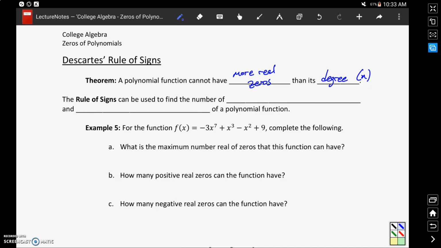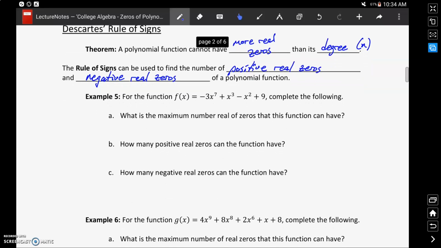The rule of signs can be used as a guide to help us identify the number of positive real zeros that we can expect to find, as well as the number of negative real zeros that we can expect to find. It's important to keep in mind, though, that the rule of signs in many cases can be more of a guide rather than a tool that gives us explicit results. And we'll see why that's the case as we look at a few examples here.